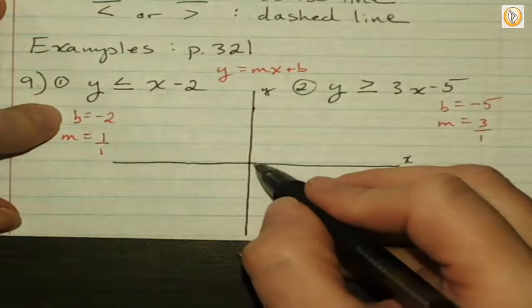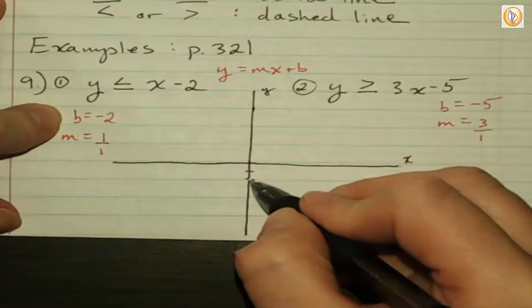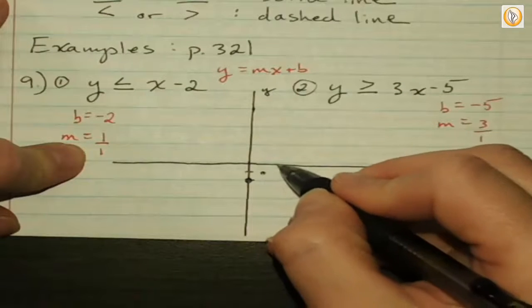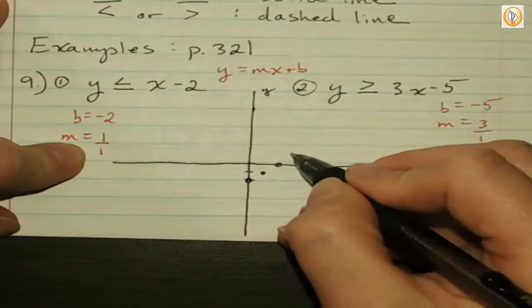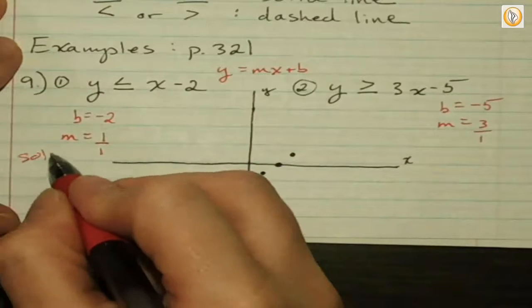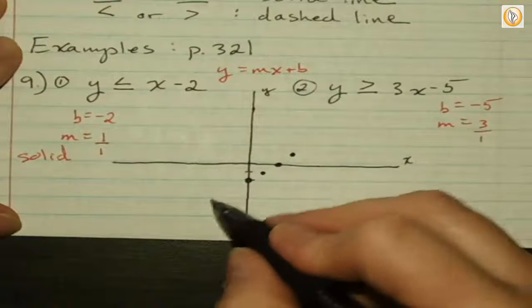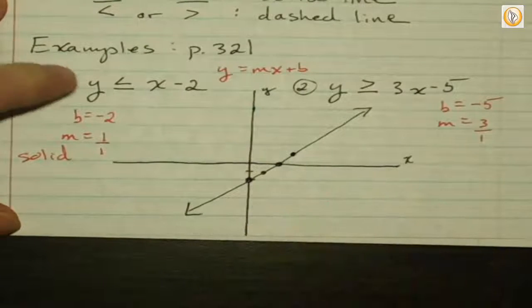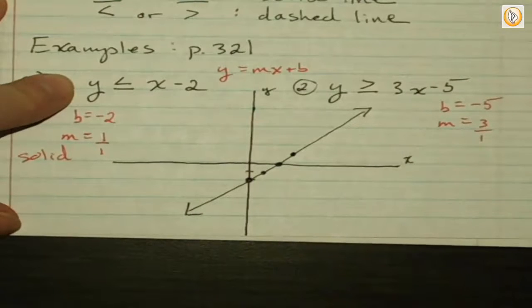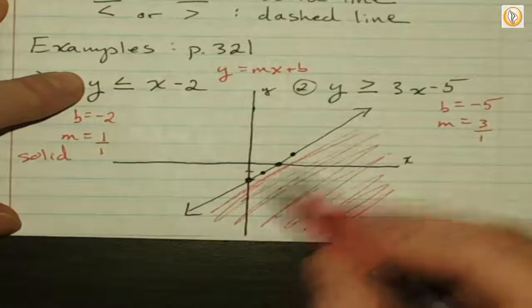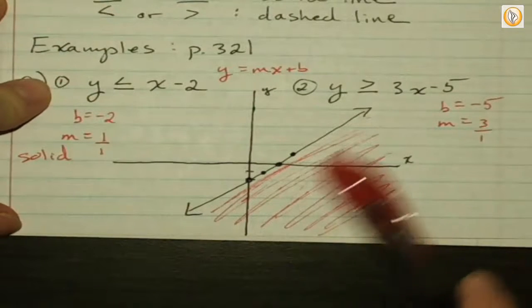Line 1 is -2, so we're going to say 1, 2 right here, and then it's 1 over 1. So 1 over 1, 1 over 1. And it's a solid line. Don't forget to write that, so you don't forget. Oh, I almost forgot. For this line, are we shading below or above, Miranda? That's right. So I'm going to shade below. I'm going to use my red pen. Okay, so we graphed line 1 and did our shading.